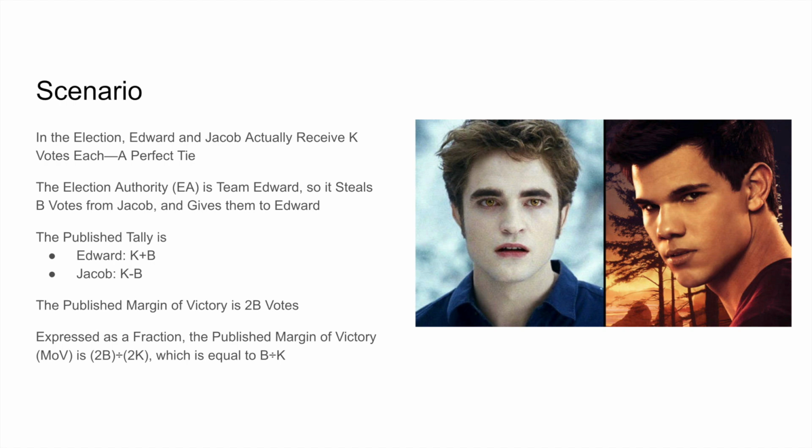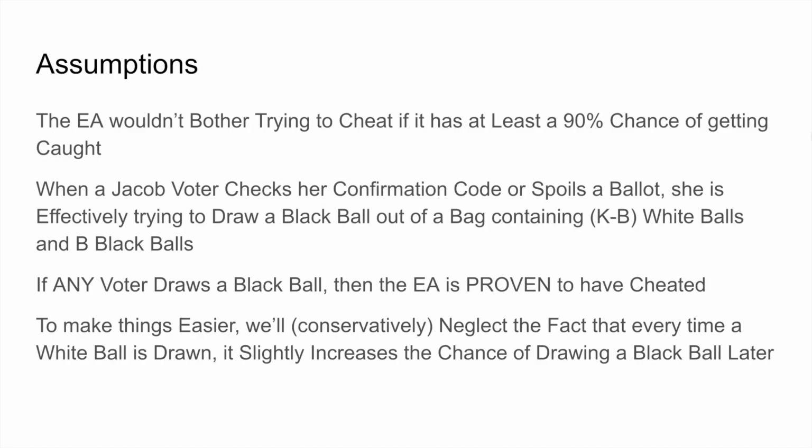The published tally is then Edward K plus B votes and Jacob K minus B votes. The published margin of victory is 2 times B votes. Expressed as a fraction, the published margin of victory, which we're calling MOV here, is 2B divided by 2K, which is equal to B divided by K. We'll make the following assumptions.